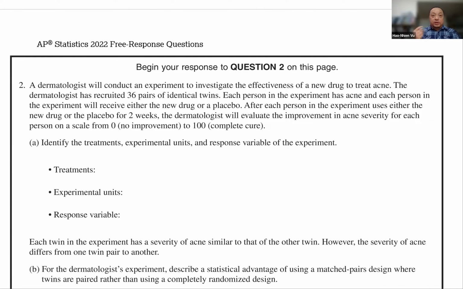Well, the treatments are whatever you do to the people, right? So in this case, you either give them the new drug or you give them placebo. So those are the treatments. The new acne drug and the placebo. It may be a good thing to number them so that it's clear that you know that there are two things.